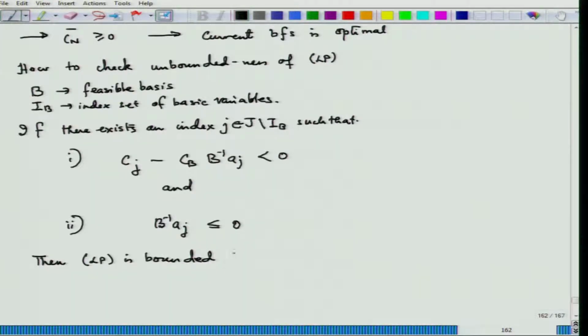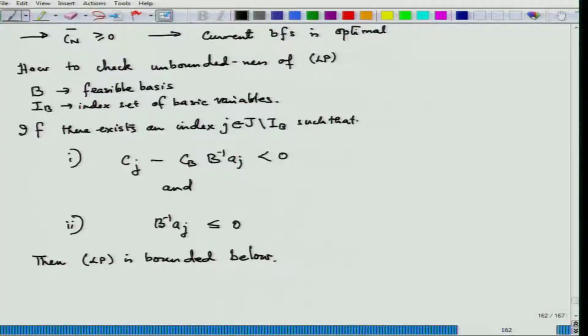This is a very important result. Just by looking at the problem data, you can tell whether a problem is unbounded just after you make one iteration. So, how do we go about proving this? Our next effort would be to prove this.